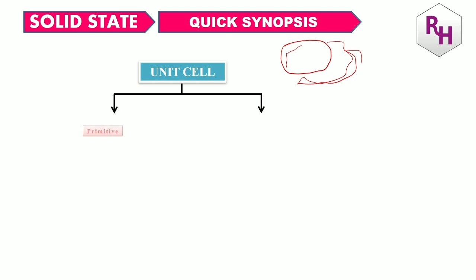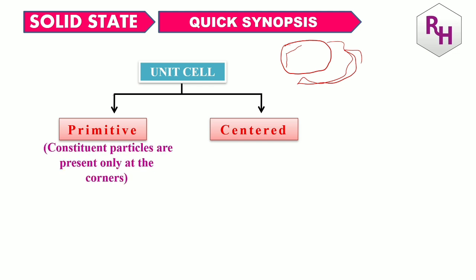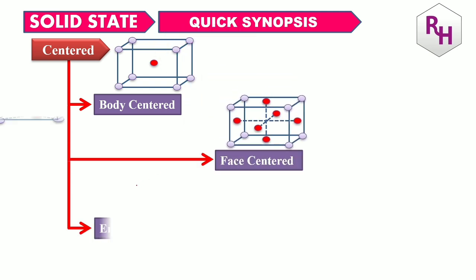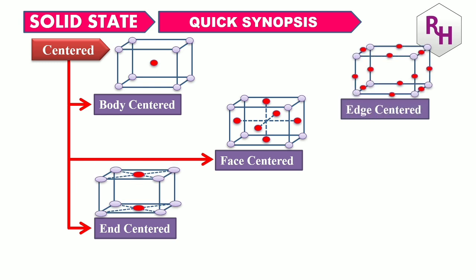Now in this particular case, if you compare unit cells, there are two types: one is primitive, another one is centered. Primitive means what? In primitive, remember, constituent particles are present only at the corners. I am going to show it in the next slide; primitive is only at the corner. Centered, as the name indicates, is at the centers. It may be edge center, body center, face center, like that. Now centered has four types mainly: body centered, face centered, end centered, then edge centered.